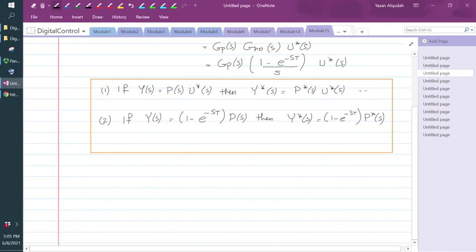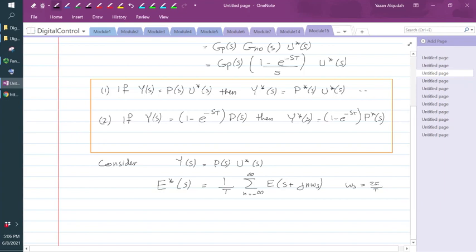So let's look at the first one. Consider Y of S equal to P of S U star of S. Now we know from the star transform that U star of S can be written as 1 over T, the summation from n equal negative infinity to infinity of U of S plus j n omega S, where omega S is equal to 2 pi over T. This is one of the three expressions for U star of S.